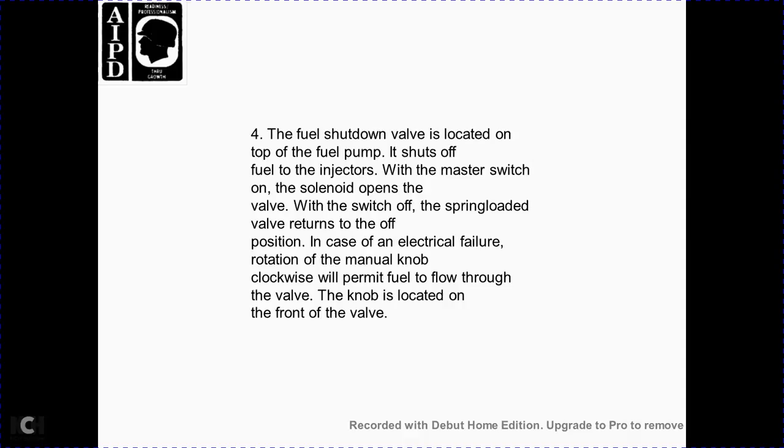With the master switch on, the solenoid opens the valve. With the switch off, the spring returns the valve to the off position. In case of electrical failure, rotation of the manual knob clockwise permits the fuel to flow through the valve. The knob is located in the front of the valve.